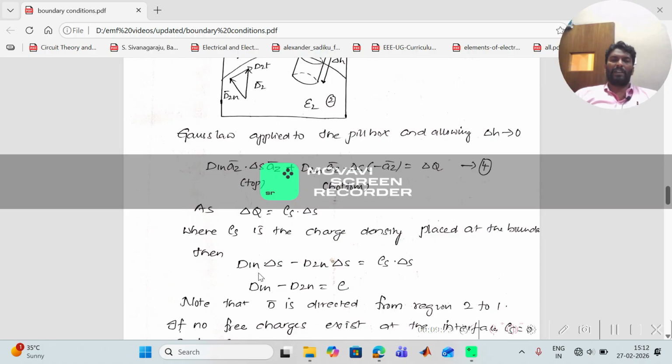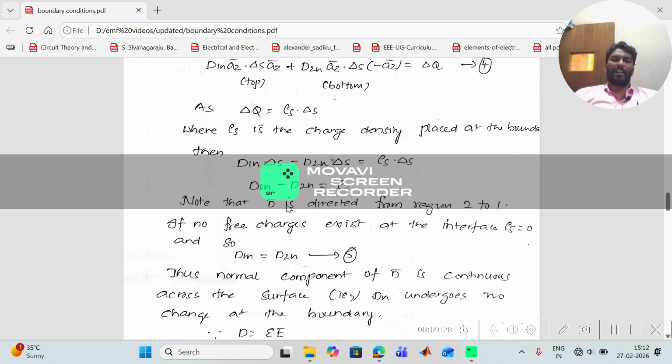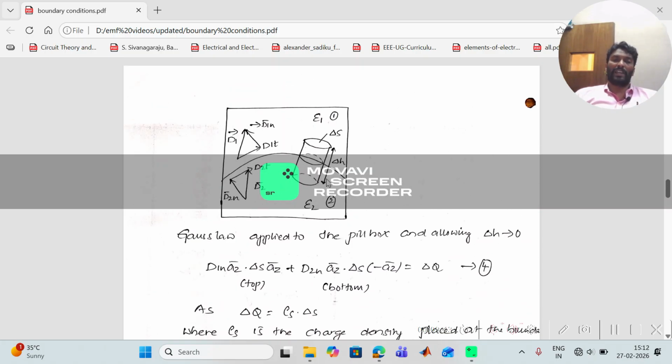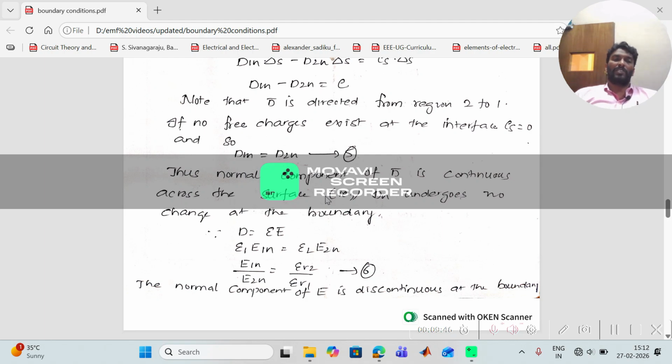Then we can write D1n into del s minus D2n into del s is equal to rho s into del s, and we can take delta s out from the left hand side and cancel it with the right hand side. So D1n minus D2n is equal to rho s, and we have to note here that D bar is directed from region 2 to region 1. The direction of D bar is from the second region to the first region. So if there are no free charges existing at the interface, we can say that rho s is equal to 0, and so D1n is equal to D2n. So we can say the normal component of D bar is continuous across the surface, that is, Dn undergoes no change at the boundary.